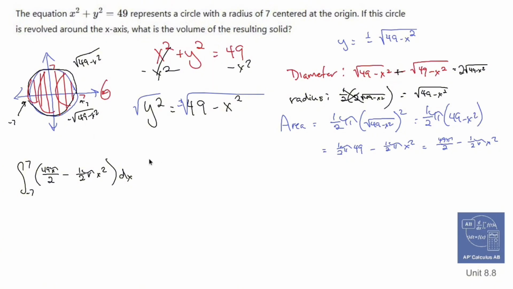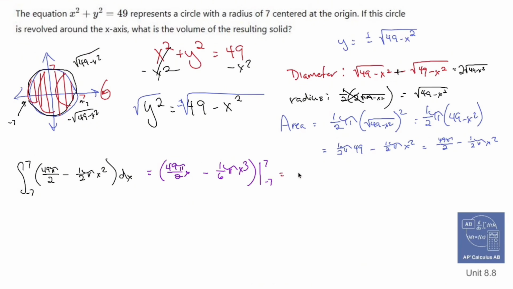All right, so not much to do here, but just to do it. You've got 49 pi over 2, which becomes 49 pi over 2 x, right? Minus, that would be 1/2 pi x squared, which becomes 1/3 x cubed, so this becomes 1/6 pi x cubed, and my limits are -7 to 7. So now let's plug stuff in.